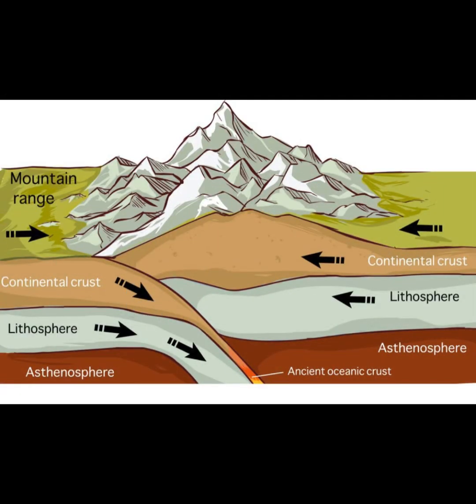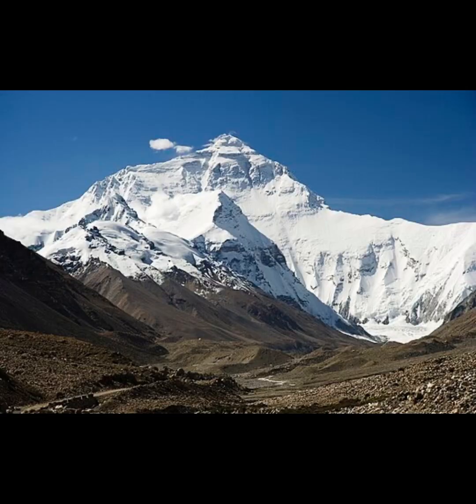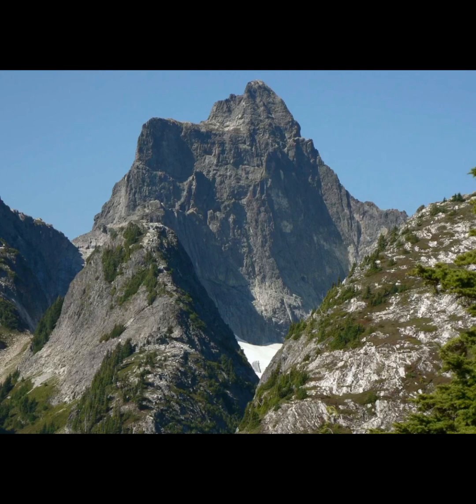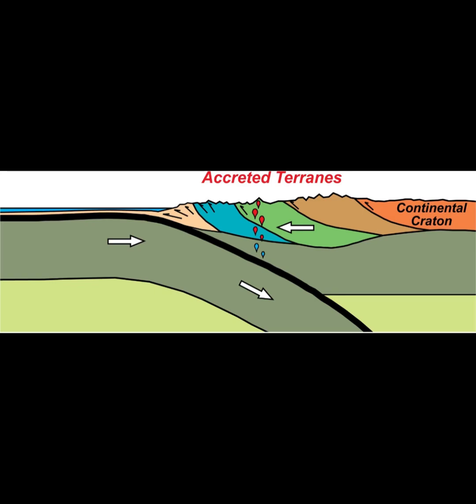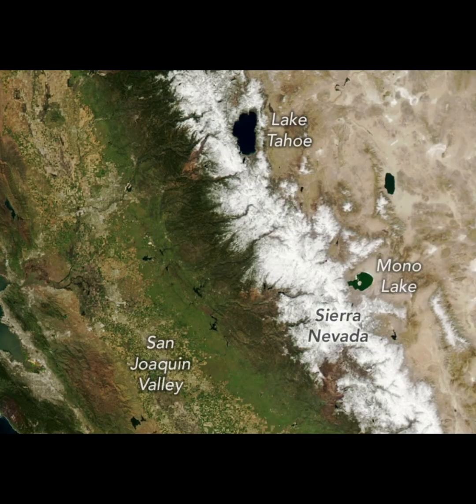Chapter 2: Formation of Mountains. A mountain is a steep rise in the landscape, often having a defined peak or summit. When tectonic plates collide on active convergent plate boundaries, a mountain range or a chain of mountains are formed.